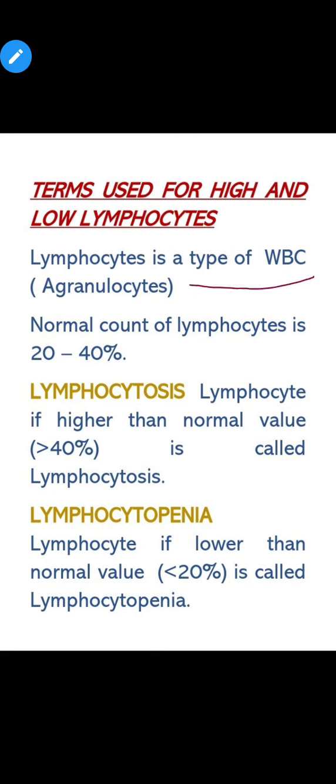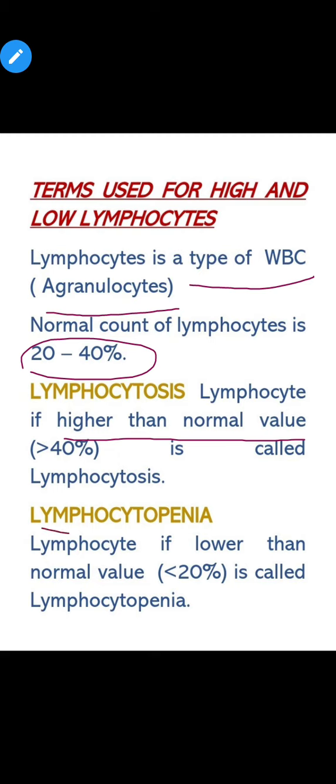Lymphocytes are also a type of white blood cell, but they are agranulocytes. The normal count of lymphocytes is 20 to 40%. And the term lymphocytosis is used when the lymphocyte count is higher than normal values, that is greater than 40%. So lymphocytosis, or a high lymphocyte count, is an increase in the WBCs called lymphocytes.